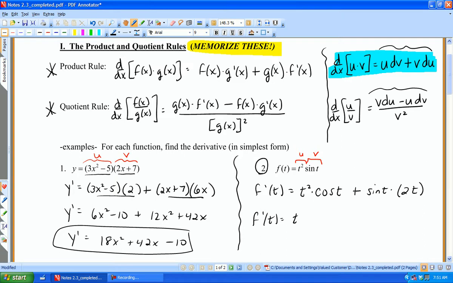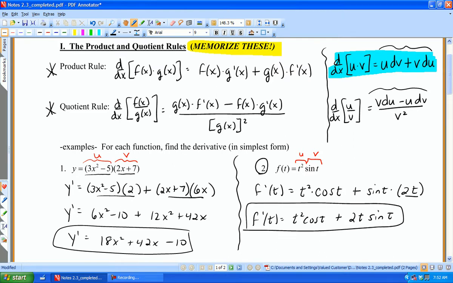So t squared cosine t plus, now usually when you have something multiplying a trig function, you put that something in front. So I'm going to write 2t sine t. That's a very good answer. The only thing is sometimes you will see it in factored form. The greatest common factor is a t, which leaves me with t cosine t plus 2 sine t. But you don't have to do that.